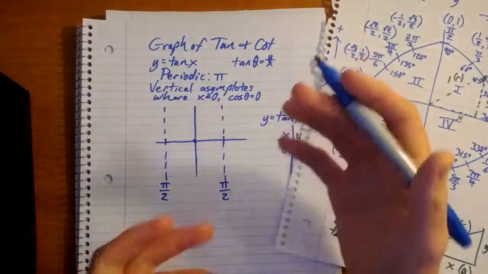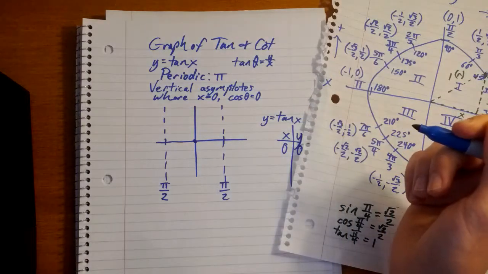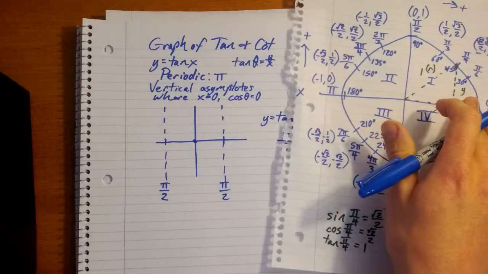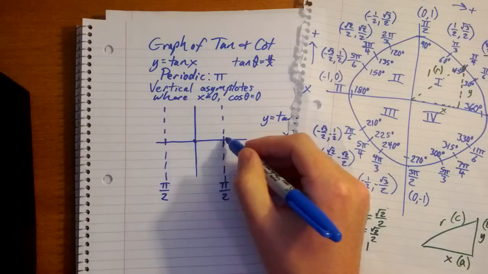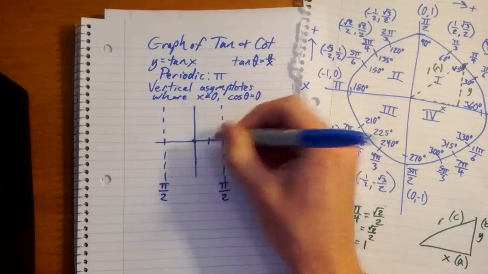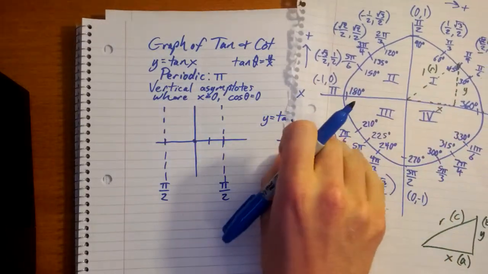Great, but what about the rest of it? That's not very definitive. So let's choose a point that's between 0 and pi over 2. How about pi over 4? How about that?